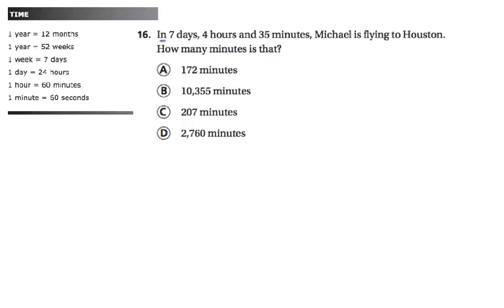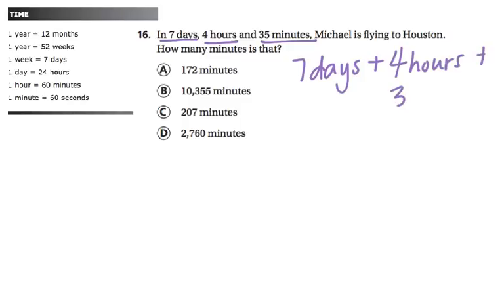Okay, let's look. They gave us days, they gave us hours, and they gave us minutes. And we need to figure out how many minutes is all of that. Even though they gave us days, hours, and minutes, we have to turn everything into minutes. So I'm already telling you, I'm going to be adding the 7 days, whatever that is in minutes, plus the 4 hours, whatever that is in minutes, plus the 35 minutes.